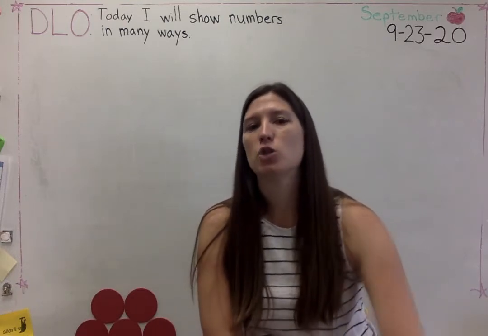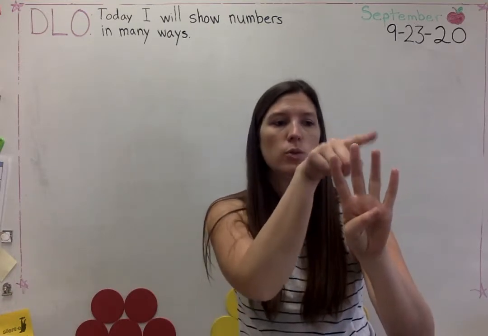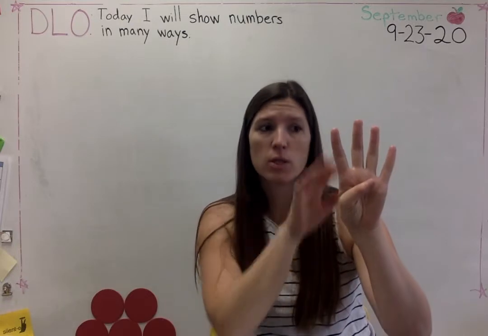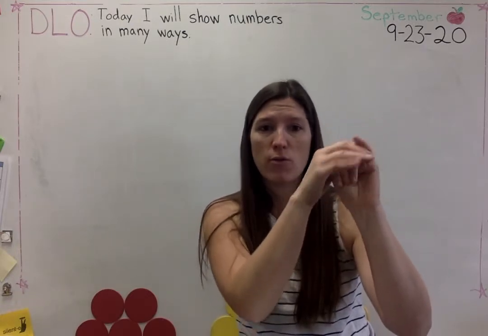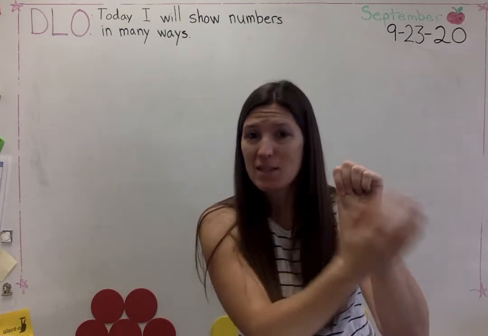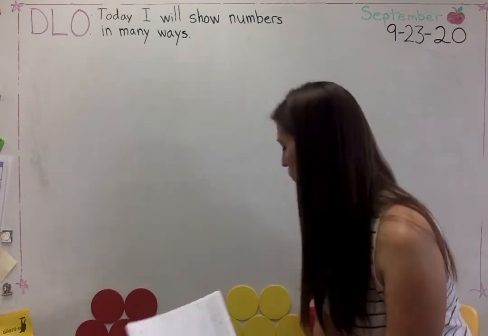How about show me 4 fingers? Let's count. 1, 2, 3, 4. Put down 4 fingers. 1, 2, 3, 4. How many fingers are left? 0. All right, now we'll do some examples on the board.